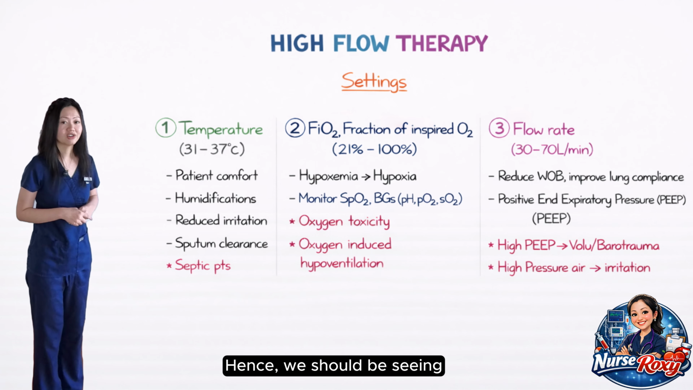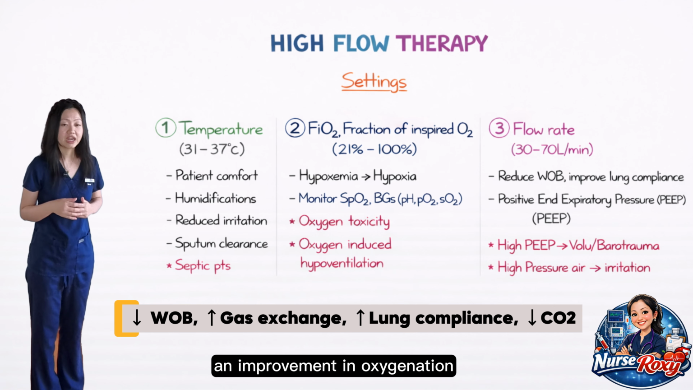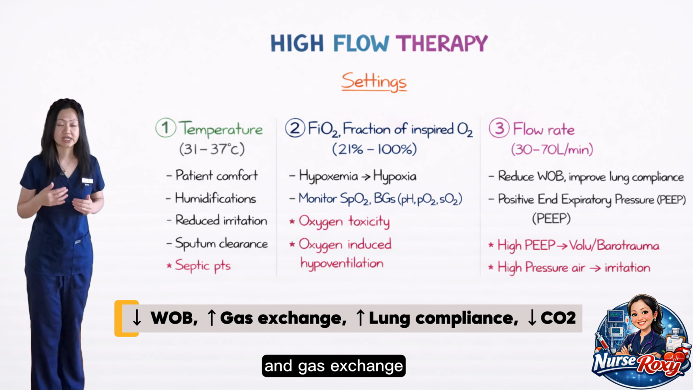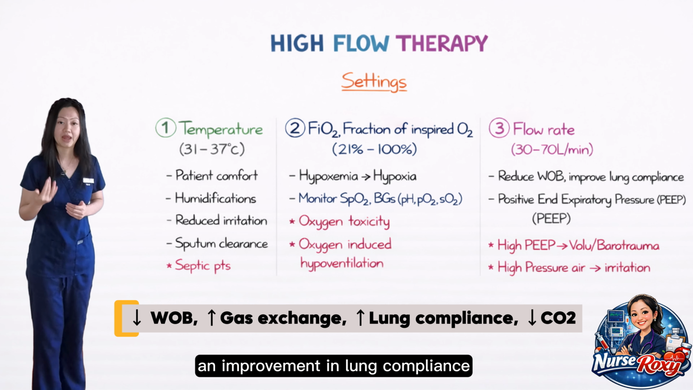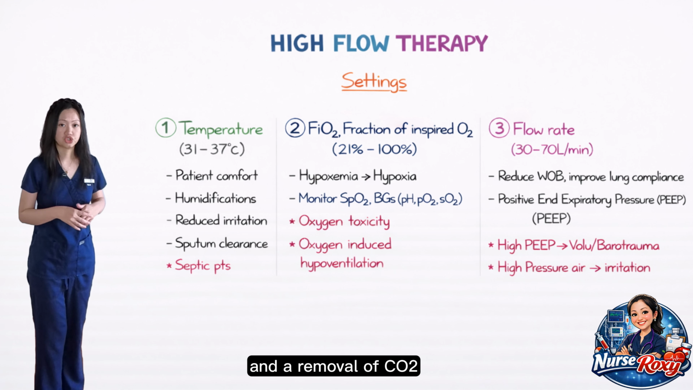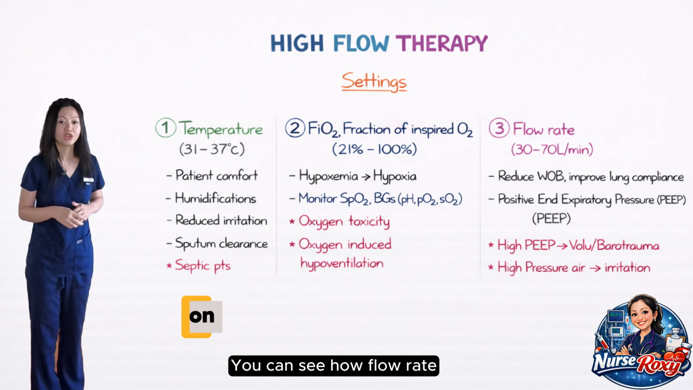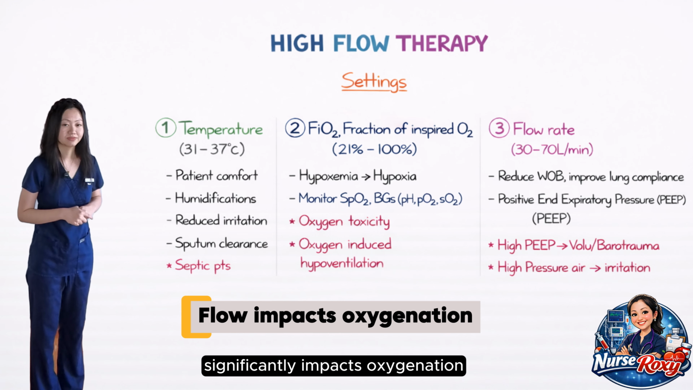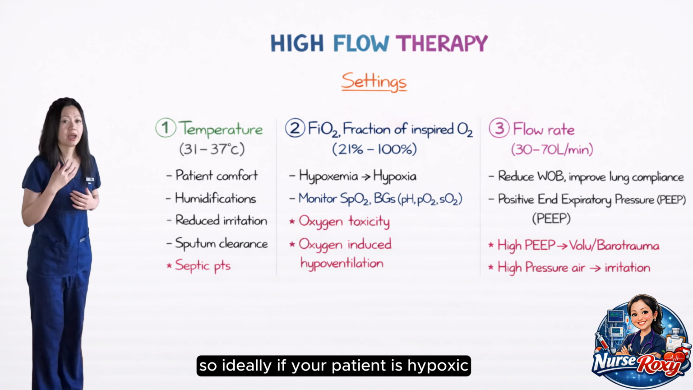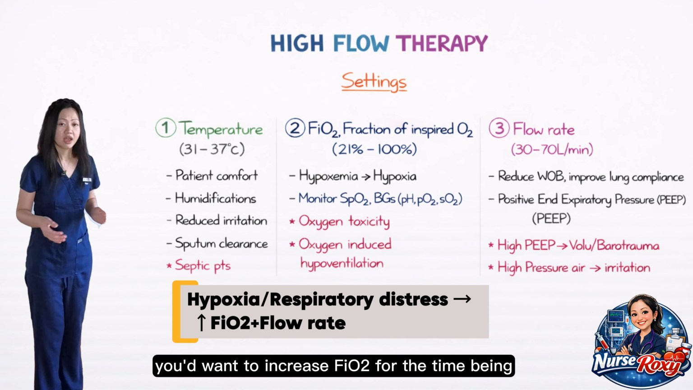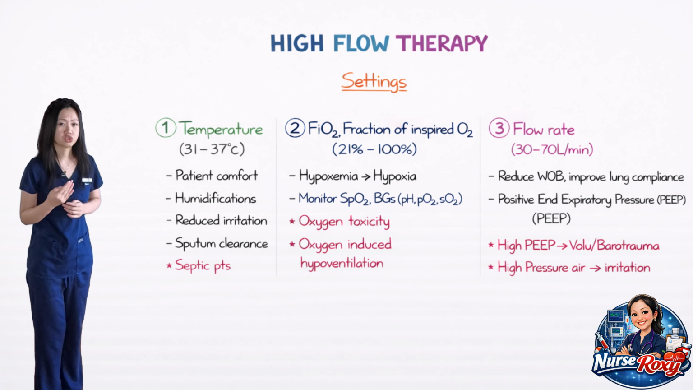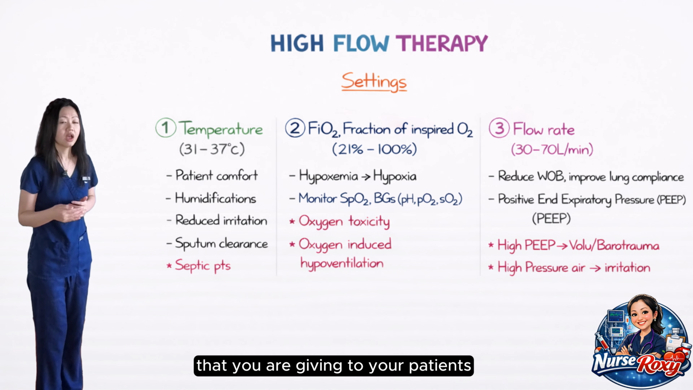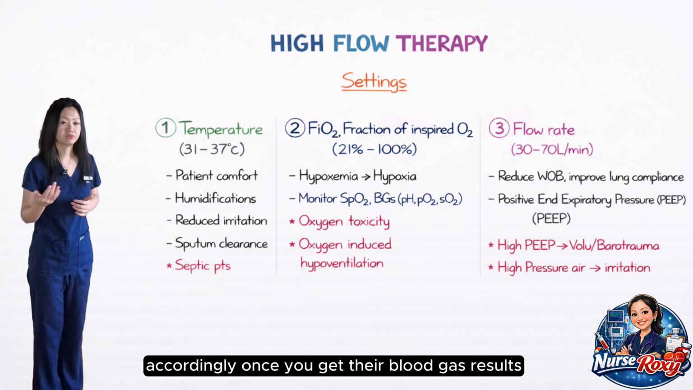Hence, we should be seeing a reduction in their work of breathing, an improvement in oxygenation and gas exchange, an improvement in lung compliance, and a removal of CO2. You can see how flow rate significantly impacts oxygenation. So ideally, if your patient is hypoxic or shows clinical signs of respiratory distress, you want to increase FiO2 for the time being, and you can titrate the amount of FiO2 that you are giving to your patients accordingly once you get their blood gas results.